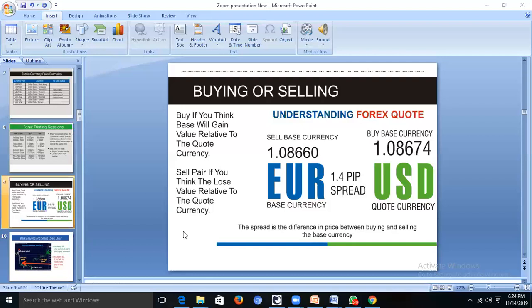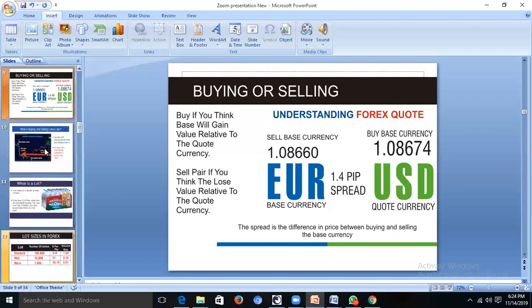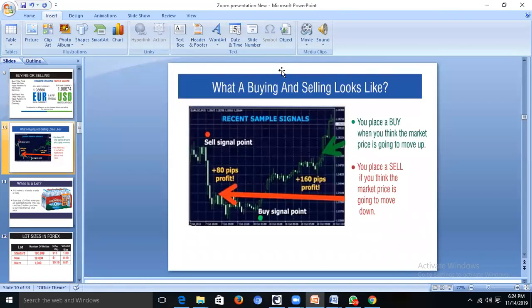Then your prediction works. The market goes in your direction, you make profit, and that movement is called a pip. Those of us who don't know pip, that is where pip comes in. When price moves from 360 to 367, it has moved 1 pip. If you are selling from this point, look at where this arrow is, this sell signal, and price moves from here to this point, this particular movement is 80 pips.